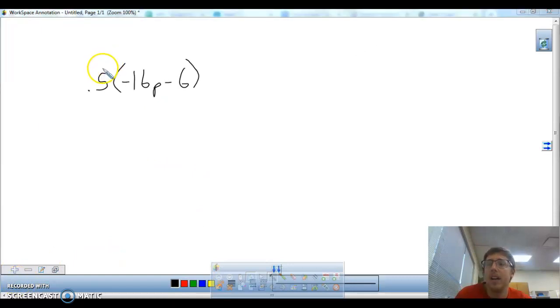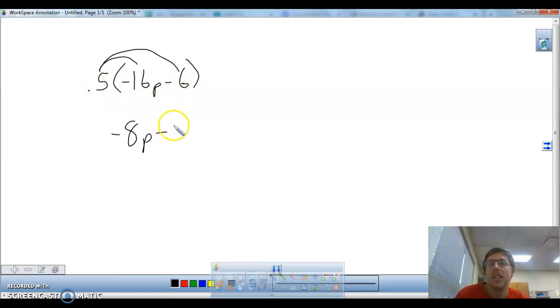All right, on this one we've got a 0.5, and it's attached to these parentheses, negative 16p minus 6. So there's nothing in the parentheses we can take care of, so we got to distribute this 0.5. Well, 0.5 is really 1/2, right? What's 1/2 of negative 16p? It's negative 8p minus, what's 1/2 of 6? 3. Okay.